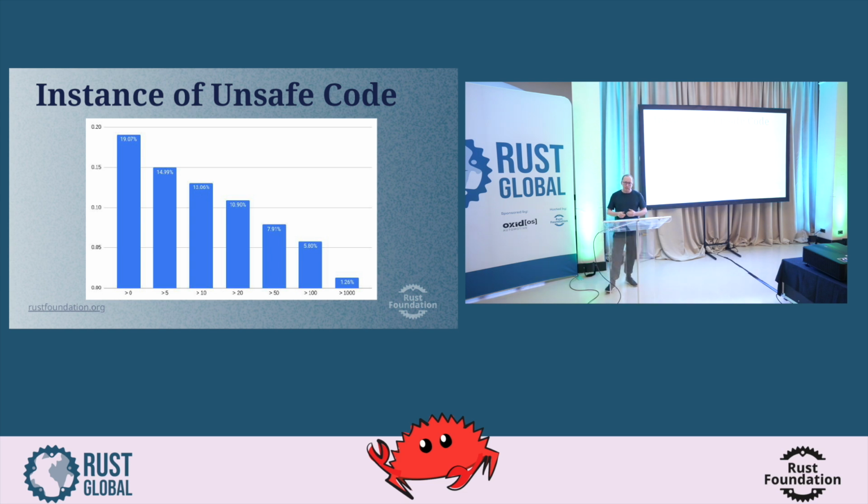So if you didn't know, about 20% of crates have one or more instances of unsafe code. Moving down that, more than 5 instances of unsafe, 15%. And you can see it's a pretty linear progression for the amount of unsafe code, so unsafe syntax, existing across the whole ecosystem. It moves up to ones with more than 1,000.